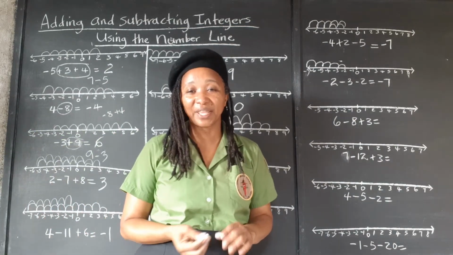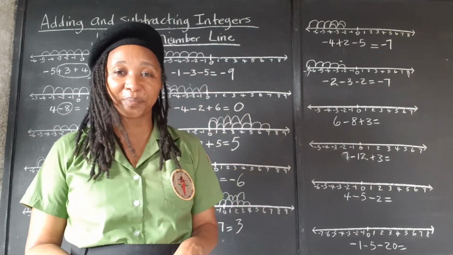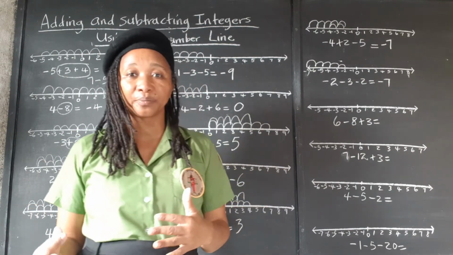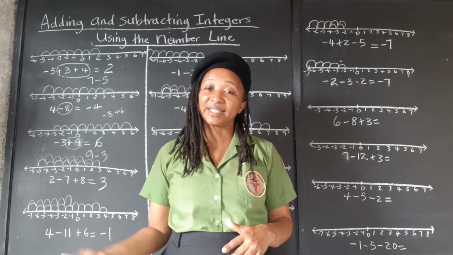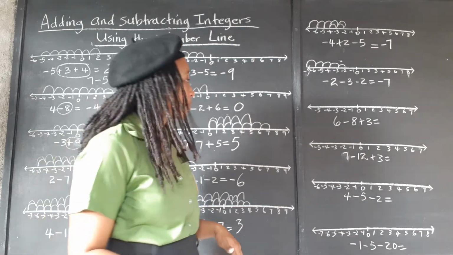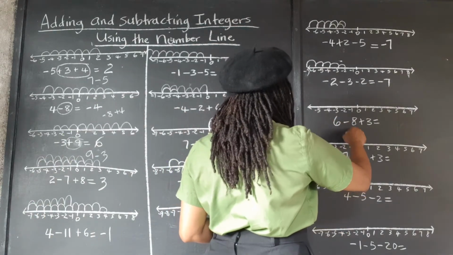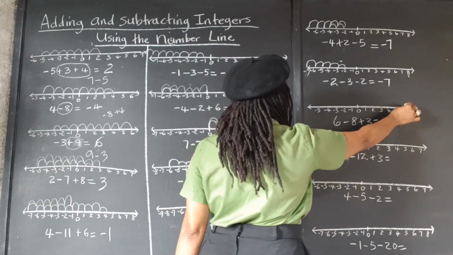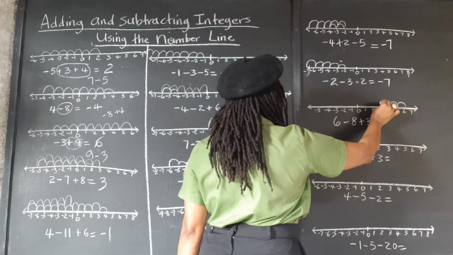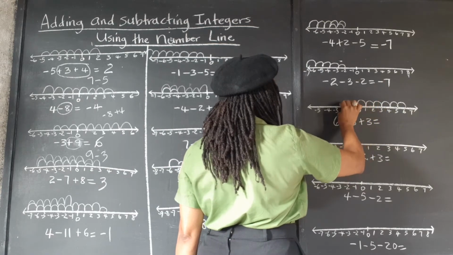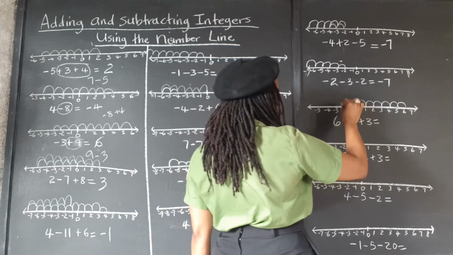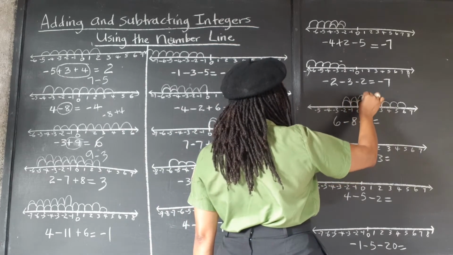These patterns in mathematics are very faithful. They will not change, right? Once you have established the pattern, and these have been tested thousands of times, you can rest assured. So 6 take away 8, starting at positive 6, moving 8 places to the left, 1, 2, 3, 4, 5, 6, 7, 8. That brings us to negative 2, and now we're adding 3, 1, 2, 3.